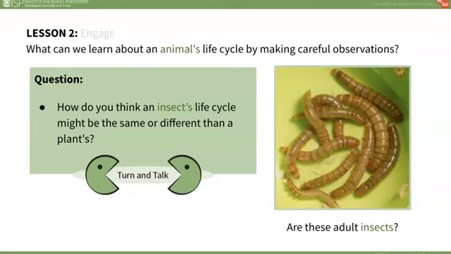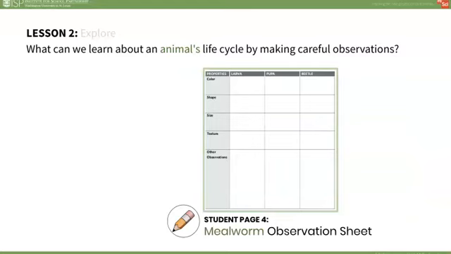Next, take out a few of the mealworms and hold them gently in your hand or in a petri dish, modeling to students how to handle them. Let students look at the mealworms and ask them if they think these are young or adult insects. Take a few student responses. Tell the class, in this lesson we are going to observe mealworms and learn about their life cycle.